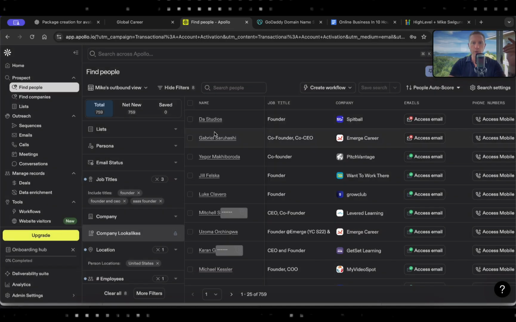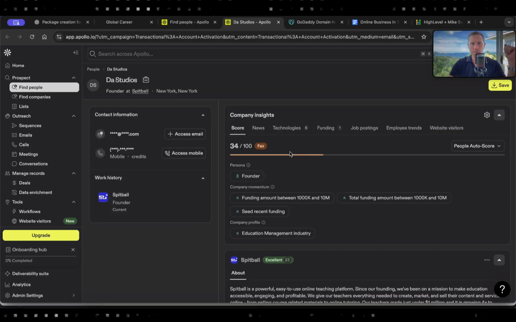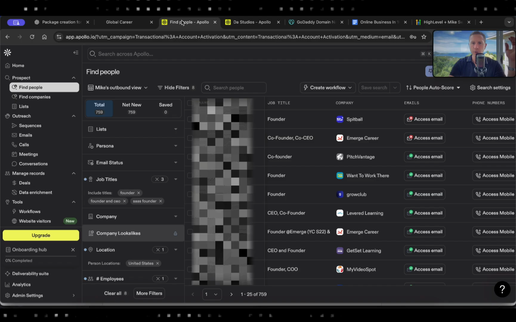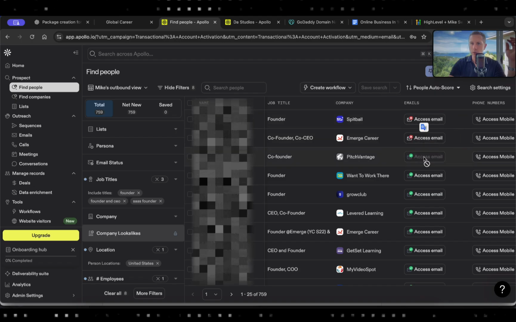And again, if you don't want to pay for the plan, what you can do is take this person and search on LinkedIn. If you want to stay on the free plan, there are some ways to do it. I forget what the free plan actually includes. Let's see if it'll give us the email.